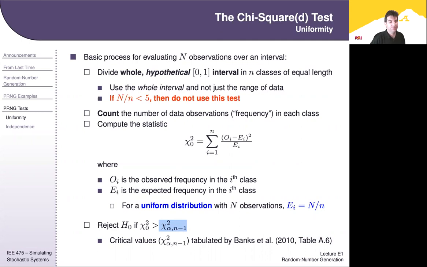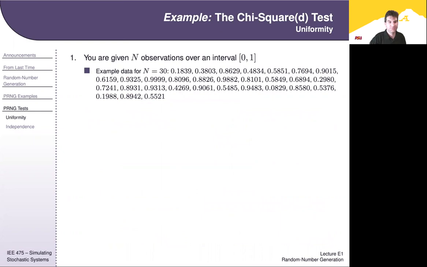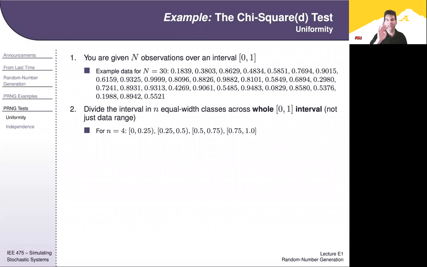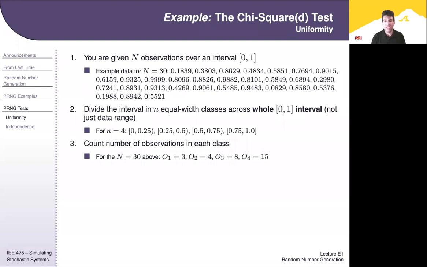So here's a numerical example. Here's a bunch of observations. And so what I'm going to do is say, all right, let's divide the interval into 4 bins: 0 to 0.25, 0.25 to 0.5, 0.5 to 0.75, 0.75 to 1. Then we're going to count the number of observations in each bin, in each class. So if I go through all of these 30 observations, then I get 3 in the first interval, 4 in the second, 8 in the third, 15 in the fourth. Already, this is not looking very uniform, right? Because I got 15 here and 3 here. That doesn't look like that could happen by chance.